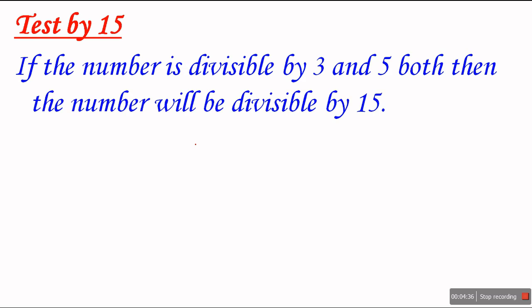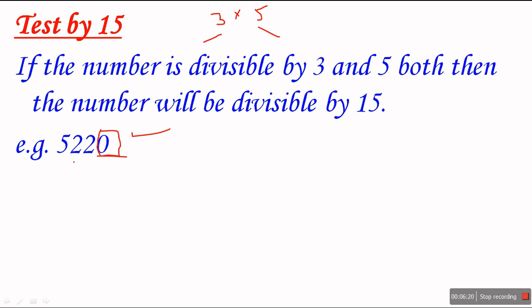So now 15. Again, we can search 2 coprimes, 3 and 5. If a number is divisible by 3 and 5, the number will be divisible by 15. So let us take an example. In order to test 5, we should know that at the unit place it should be either 0 or 5. So at the unit place it is 0, means it is divisible by 5, clear. And we need to check whether this number is divisible by 3 or not.